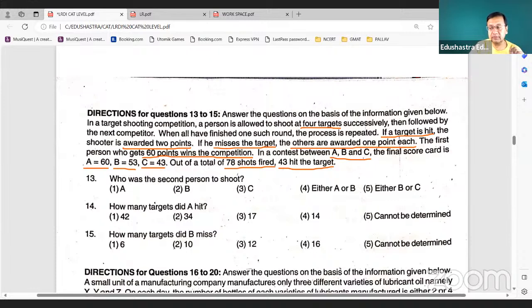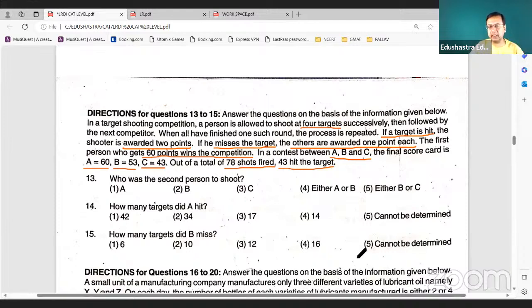How? Anyone can suggest here? Ishika is saying since A won the contest, A is the last one to shoot. Okay, let's see who is the first and who is the last one. We'll come out with this. Okay, done. Let's start solving.